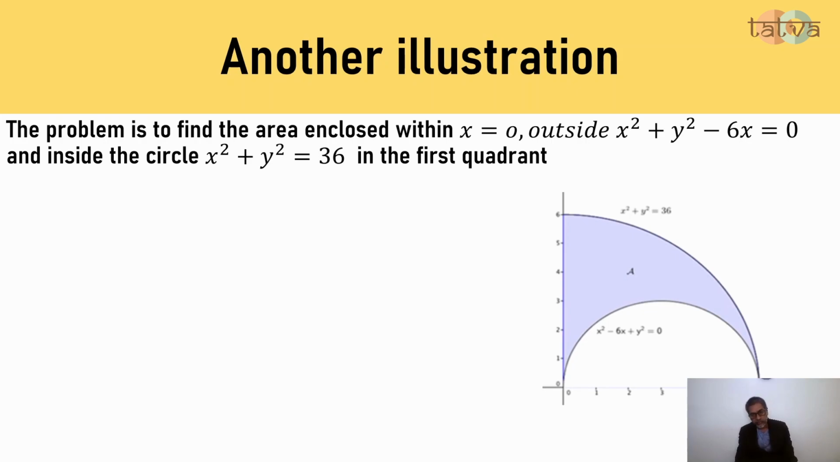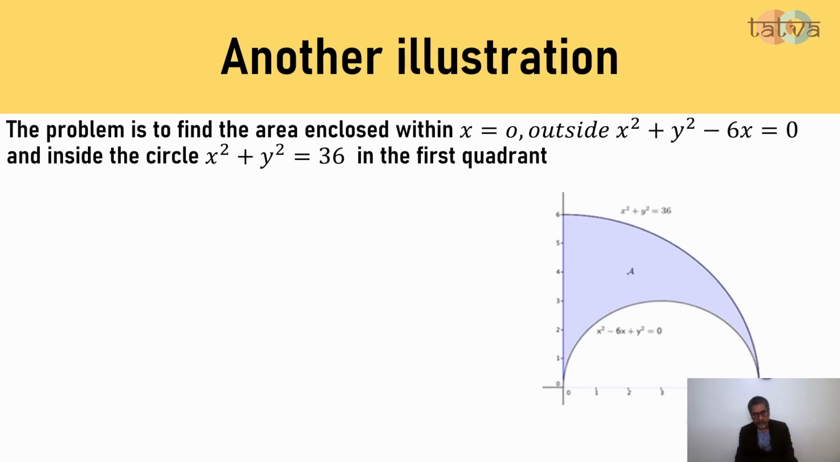So this is the graphical representation of this scene. x equal to 0 is the y-axis. Then you have the semicircle x square minus 6x plus y square is equal to 0. This will have center at (3, 0) on the x-axis, radius 3 units.